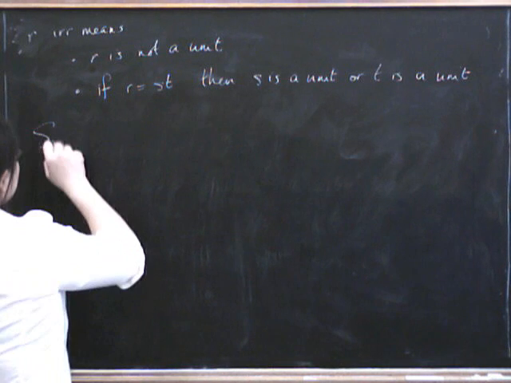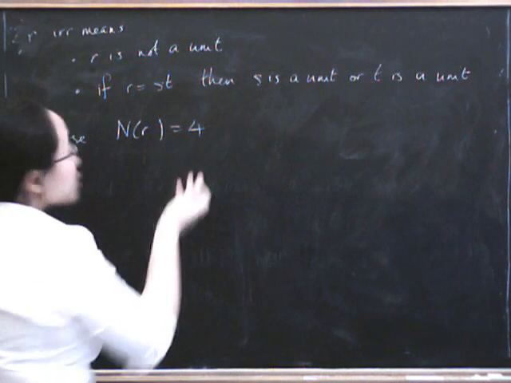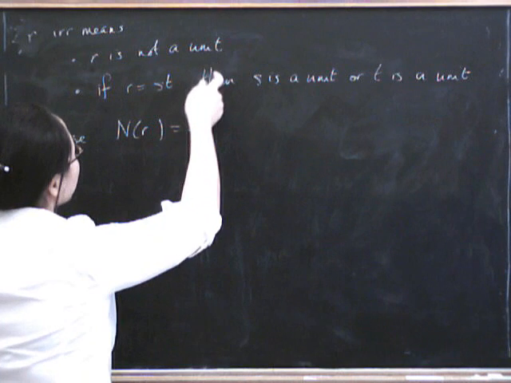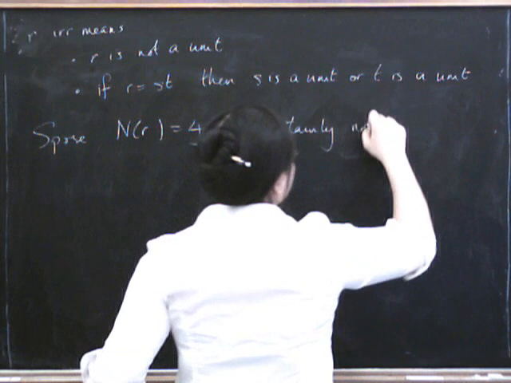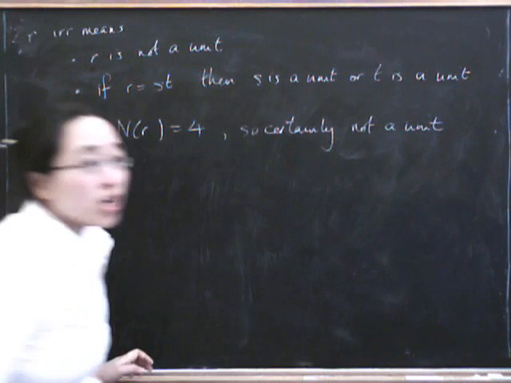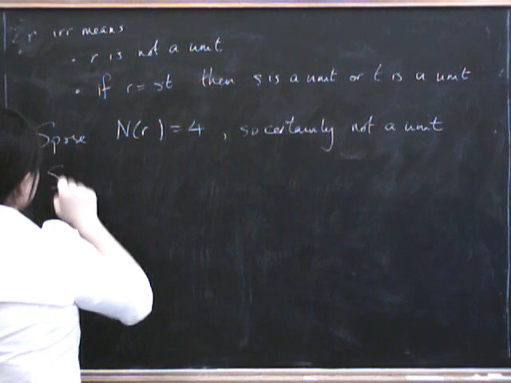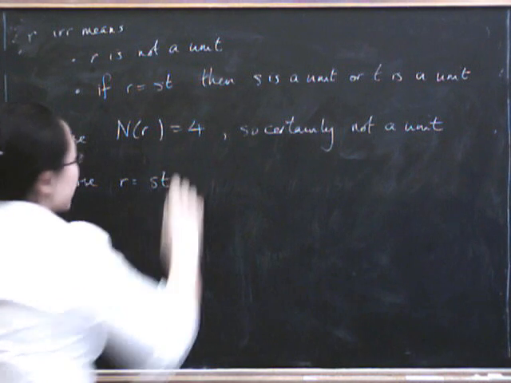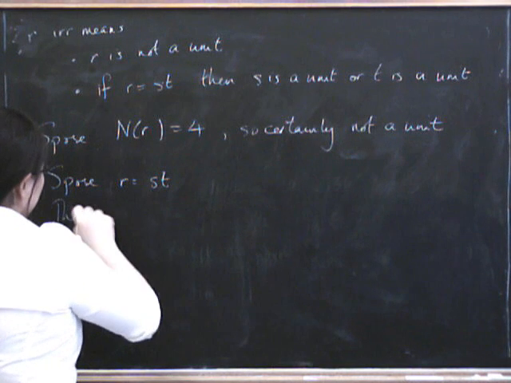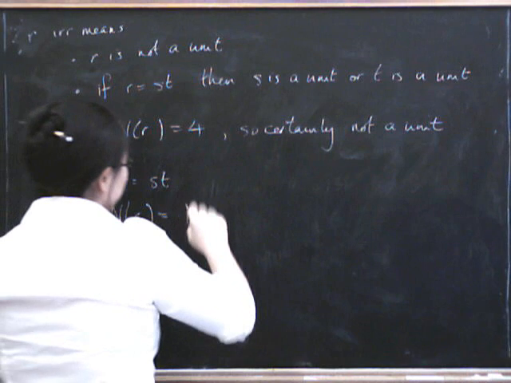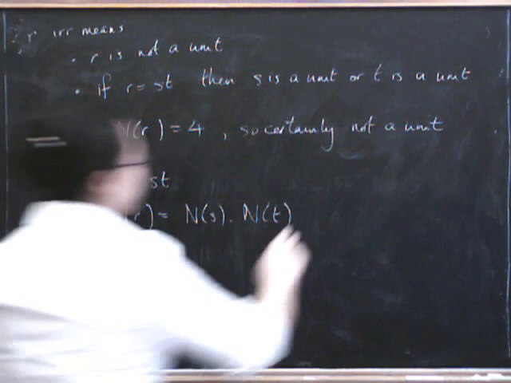Okay, so suppose that the norm of R equals 4. Certainly it's not a unit, because you're a unit if and only if your norm is 1. Now what you have to show is that if R equals ST, then S is a unit or T is a unit. So we suppose that R equals ST, and the aim is to show that either S is a unit or T is a unit, and we use the norms. The norm of R equals the norm of S times the norm of T, but this equals 4.